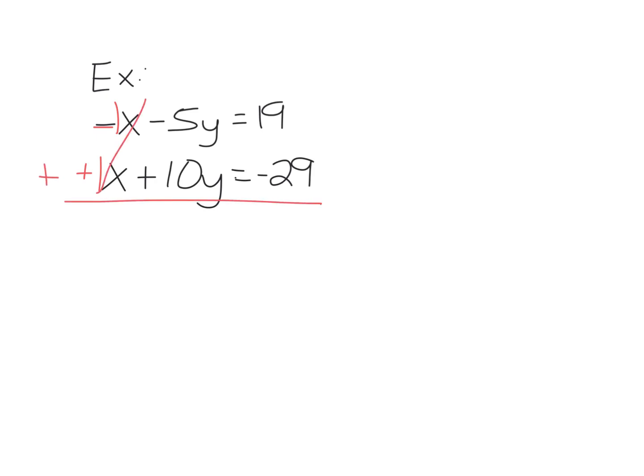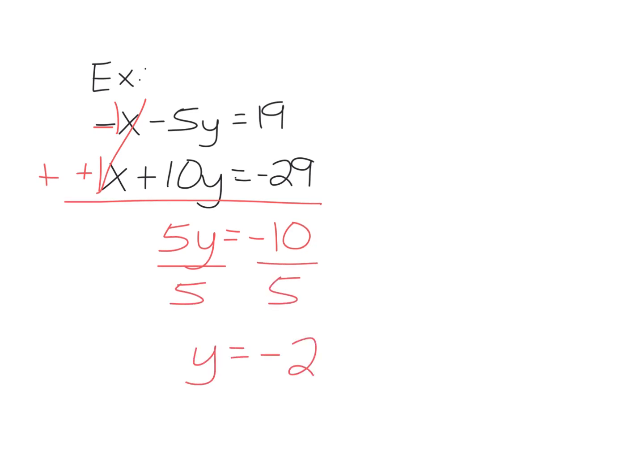So x's go away, and then we have negative 5y plus 10y, 5y, and then we get 19 plus a negative 29, or 19 minus 29. We get negative 10. Last step, divide by 5. Y equals negative 2. So that is your y value.